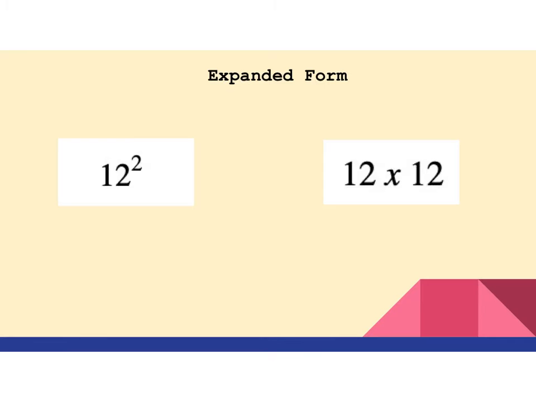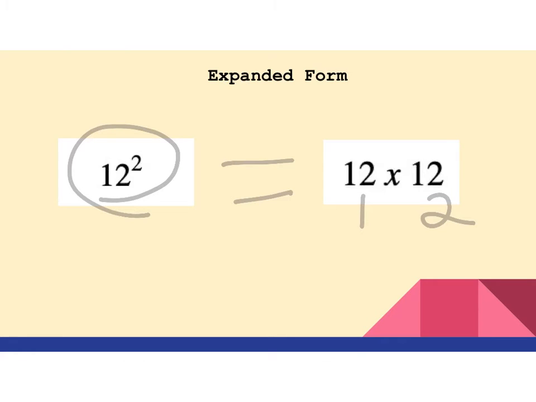Here we have expanded form. Let's take a look here. We have 12 to the second power. That is the same as 12 times 12. Once, twice. 12 times itself, two times. So that's what the exponent is telling us. How many times the base is multiplied by itself. This right here is expanded form. It's spread out. There's more numbers there. It's expanded. Okay.